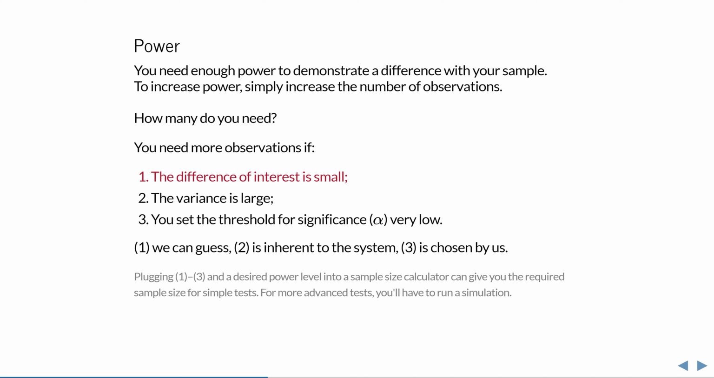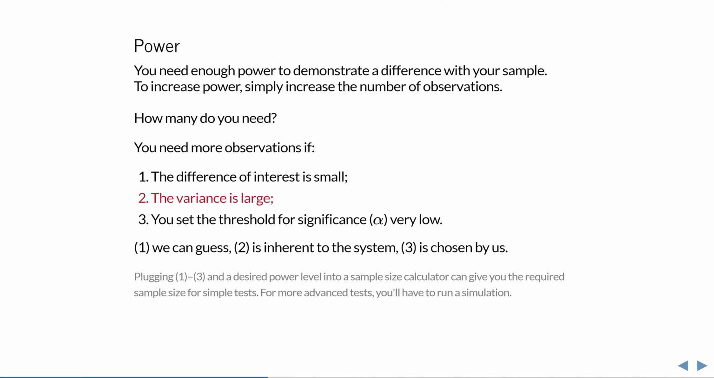And the other way around, if the difference is very subtle, you'll need a lot of observations to demonstrate it with significance. Second, if the extent to which individual observations differ from each other is large, then you will need many observations to see a significant result. And the other way around, if the difference is very consistent, you don't need many observations to see it.